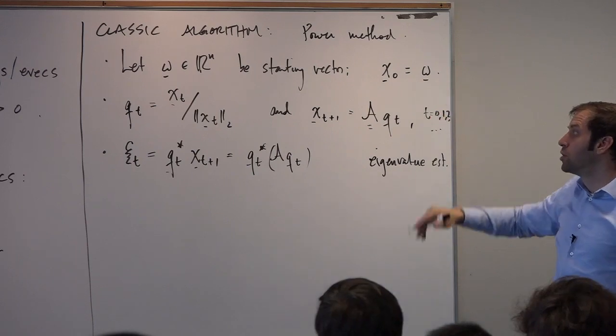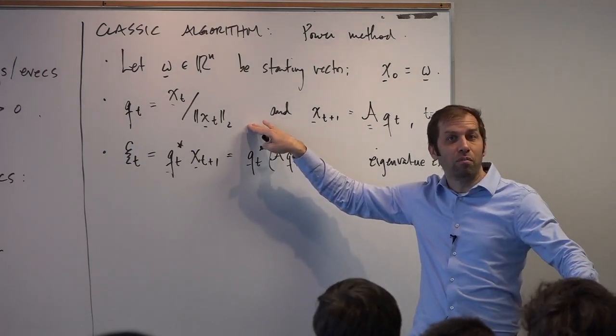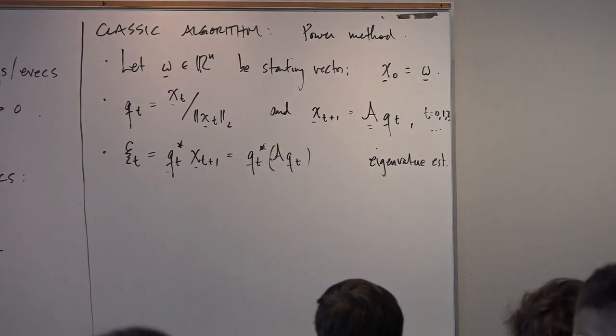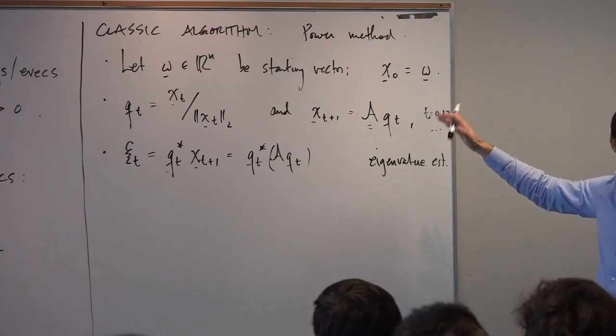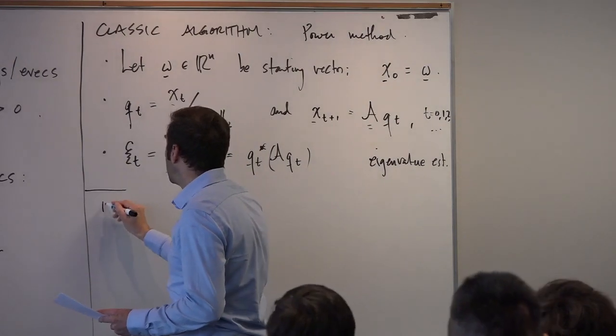Okay. So this normalization is very important in practice because it helps keep things from blowing up and helps preserve stability. So this is a pretty typical set of steps for an implementation of this method. Now, what's the intuition here?